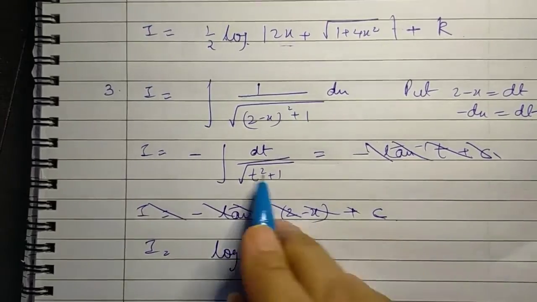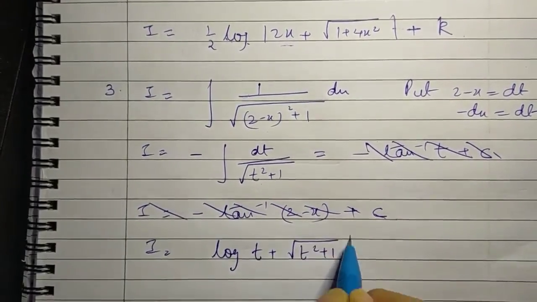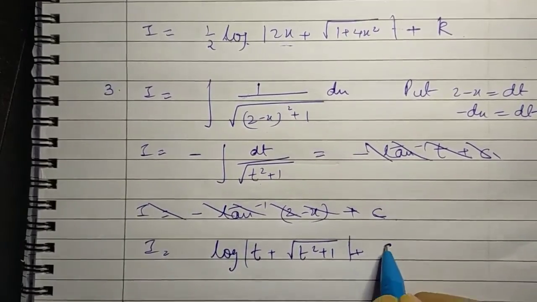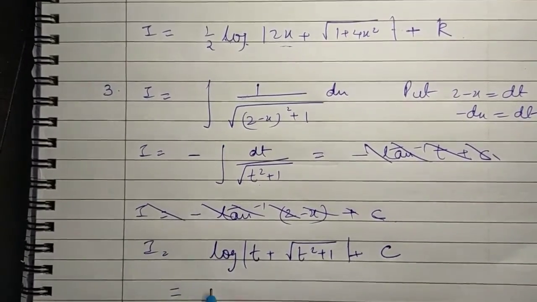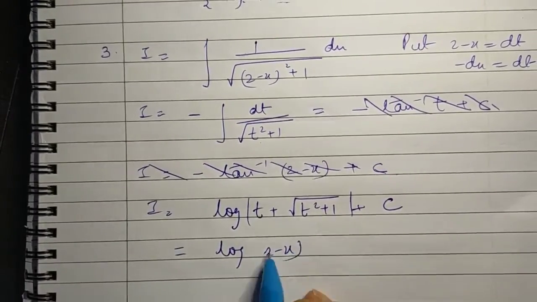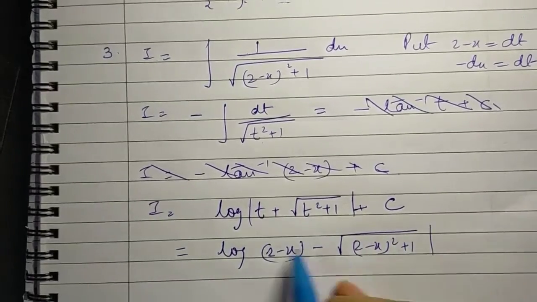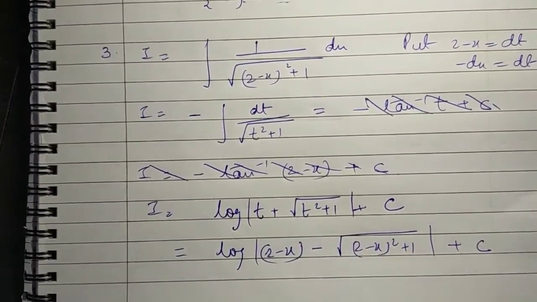log of t plus square root of t squared plus 1 plus a constant. And this comes out to be log of, now you substitute back, 2 minus x minus under root of (2 minus x) whole squared plus 1 plus a constant. So same way you can try out the other questions also.